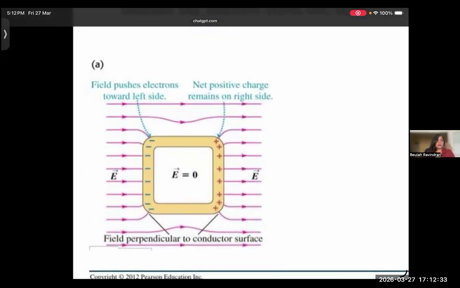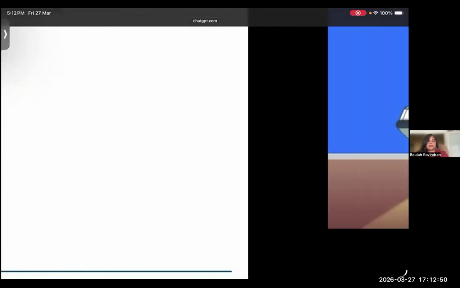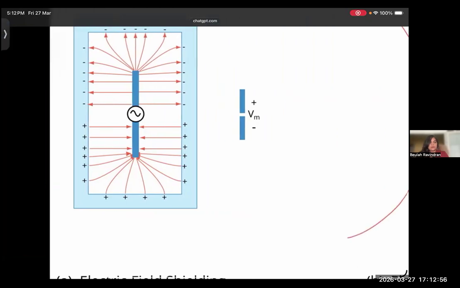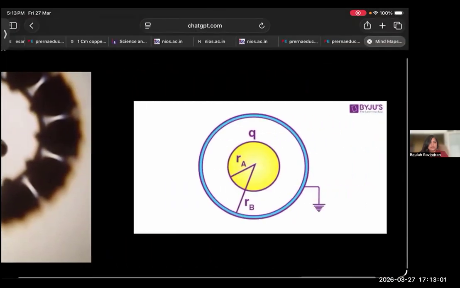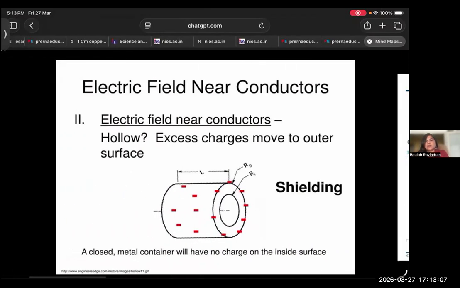See here. The field pushes electrons towards the left side, so net positive charge remains on the right side. This is what we mean by electric field being zero inside. The field is perpendicular to the conductor surface, everything is given. So it's a very great example of electrostatic shielding. It is a famous example. You can take it: Faraday cage or cars during lightning, like that we can say. From this you have to understand.